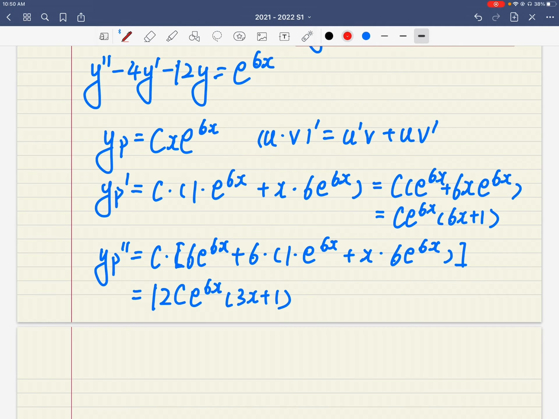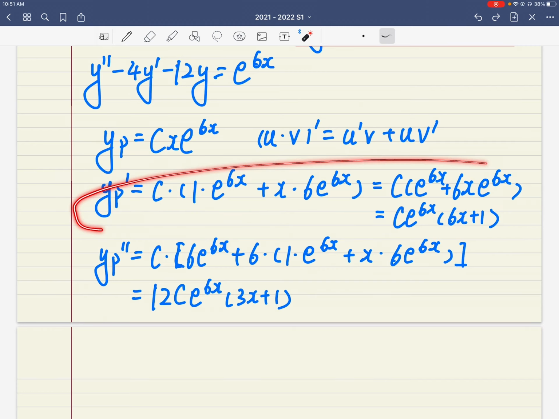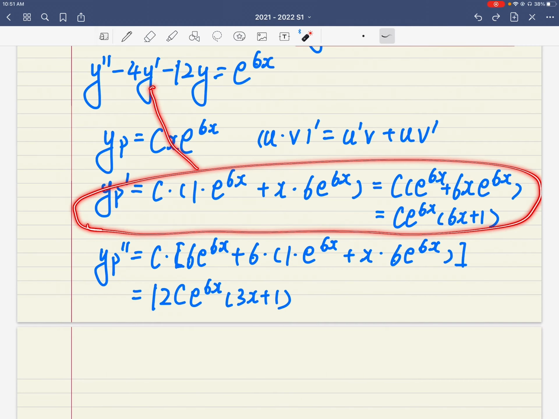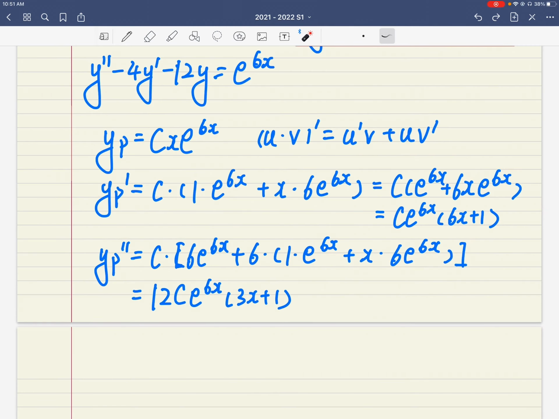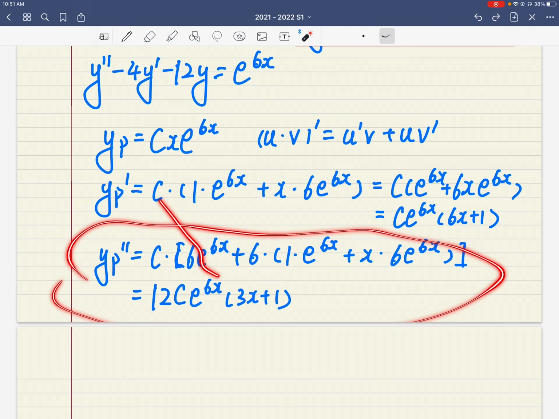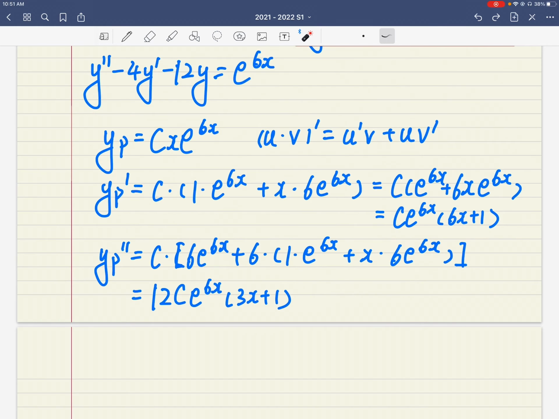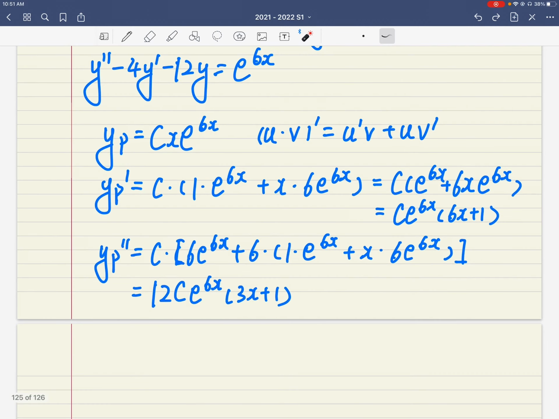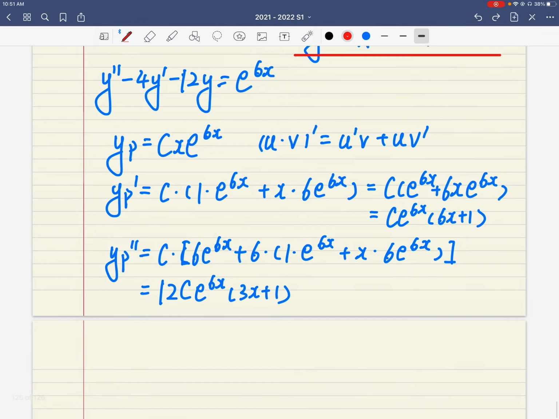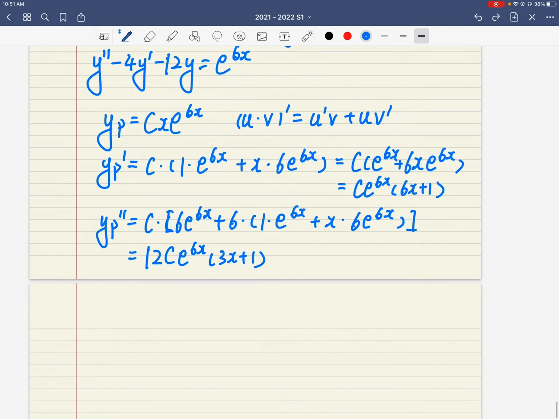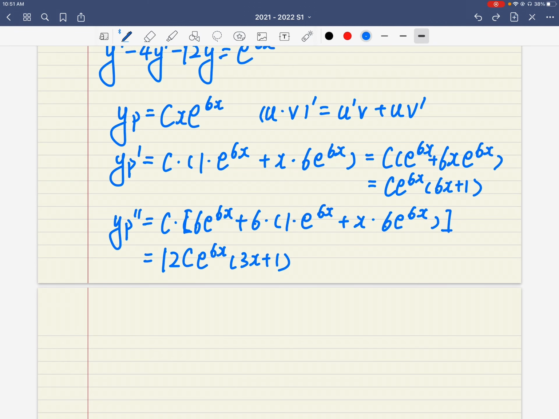Right. So yp, okay, just yp, you put it here, and then y's derivative, you put it here, and y second order derivative, you put it here. Okay, so you have to do this. A lot of calculation, but you have to just do it.